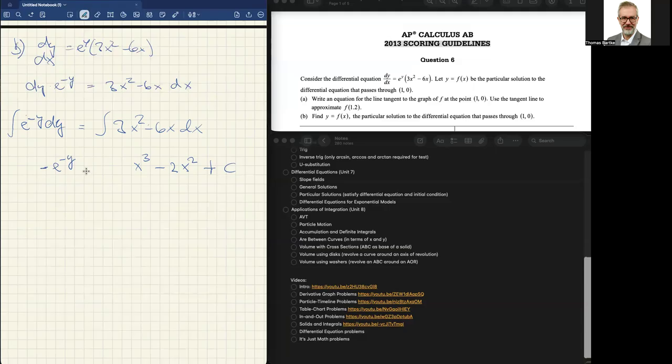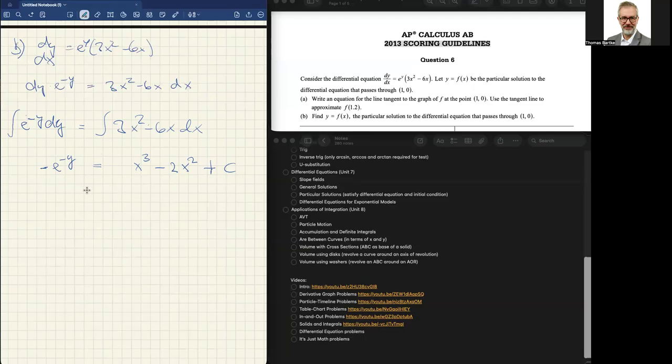So if you differentiate, you find the derivative of e to the negative y, that's e to the negative y times negative 1, which is the inside derivative, and that times negative 1 cancels this negative 1 and gets you positive e to the negative y as the derivative of this. So we have the correct antiderivative here. All right, so that's our antiderivatives.